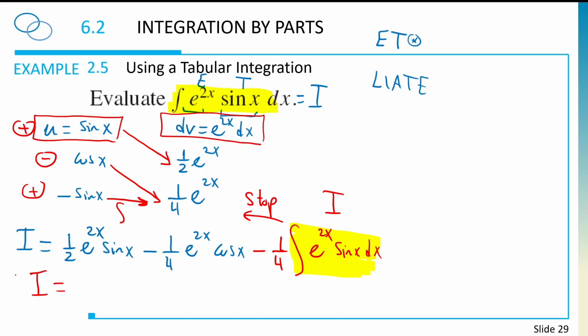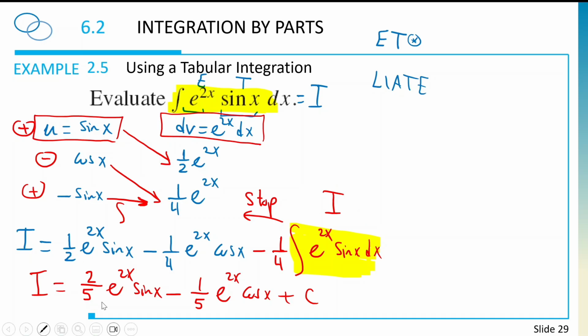So I'll have I equals to, remember, if I move it to the other side, I have 5 over 4. And then I need to divide by 5 over 4, the whole equation. So I equals to 2 over 5 e to the power of 2x sine of x minus 1 over 5 e to the power of 2x cosine x plus c. And I'm done. So what I've done here, just only I solve for I.